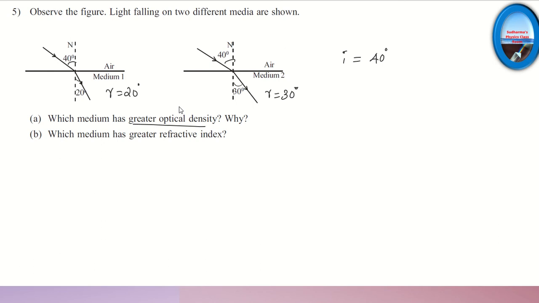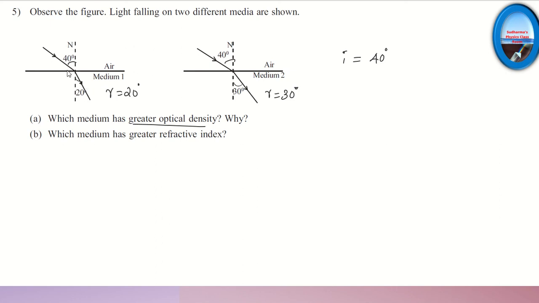So the optical density of glass is greater than the optical density of water. That is the way we explain and relate optical density and refractive index. Now, how do we decide medium 1 or medium 2? The more the refractive index, the more bending will take place.